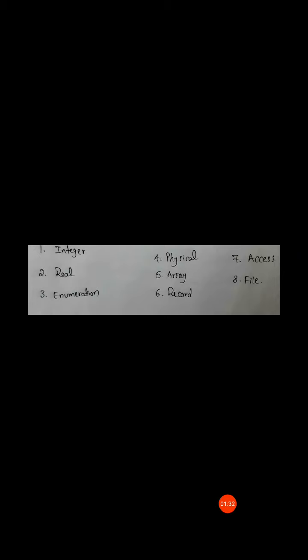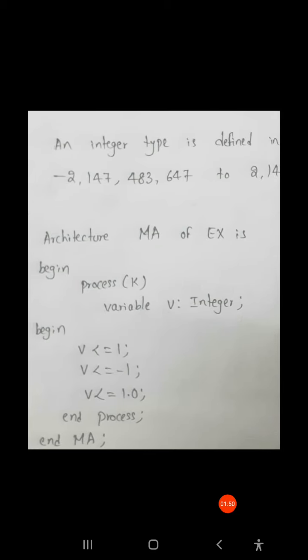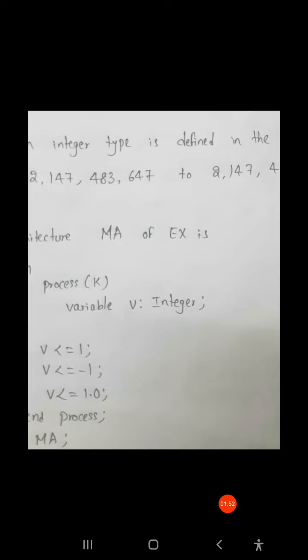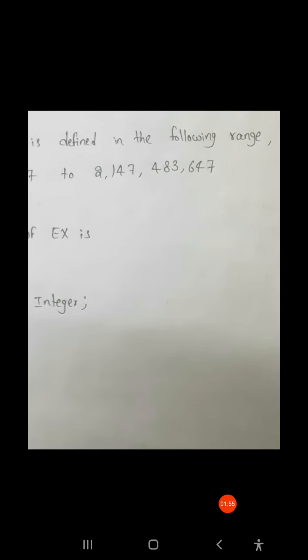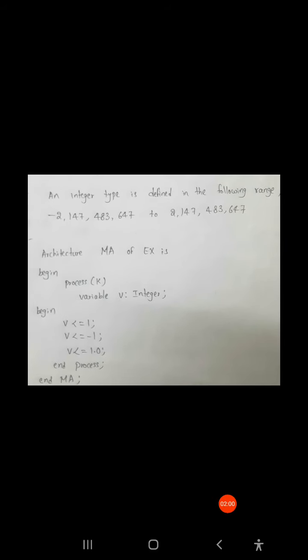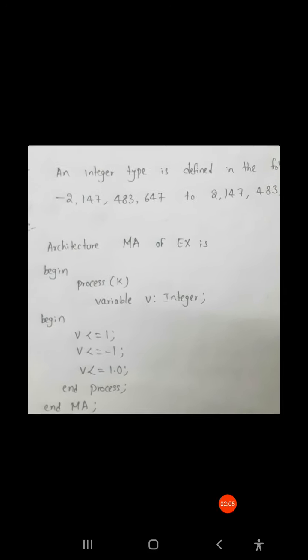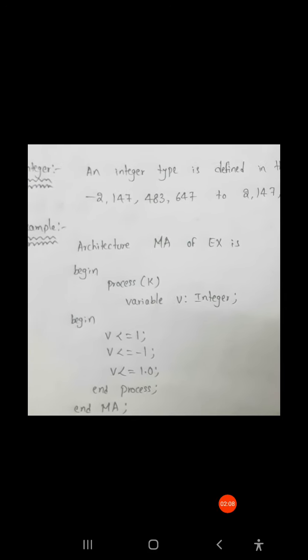Now coming to the first one, integer. Integer is defined in the following range. It has numbers in the range of minus 2,147,483,647 to 2,147,483,647. So this is the range of the integer. In VHDL we can declare the numbers regarding integers.